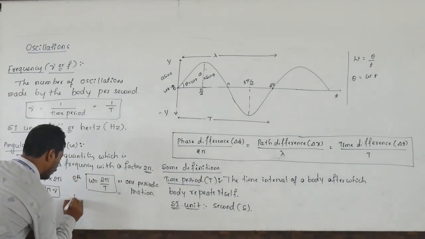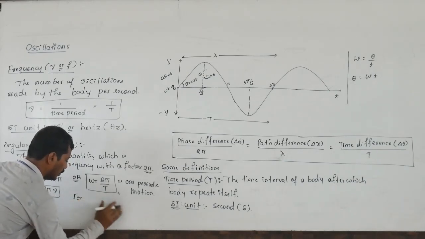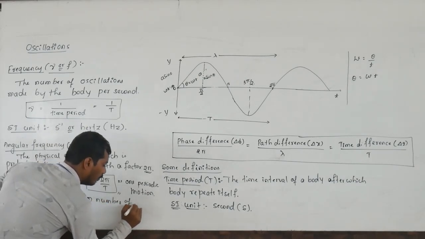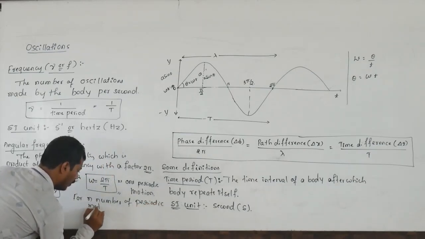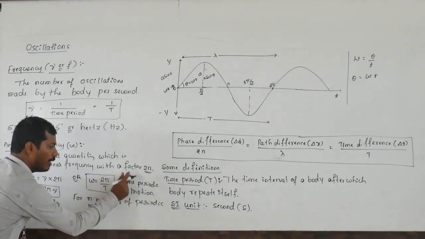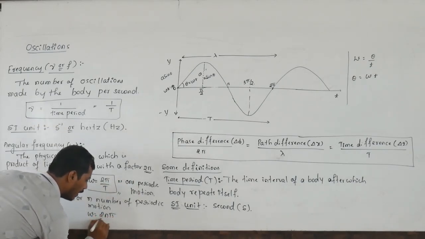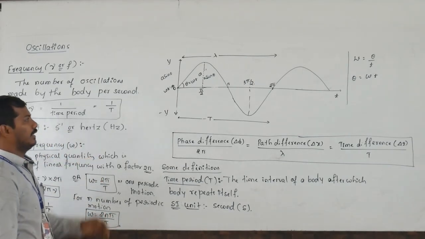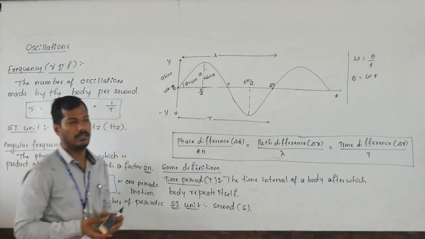For n number of revolutions, or n number of periodic motions, what happens? Omega is equal to n multiplied by 2 pi divided by T, which becomes 2n pi divided by T. Yes, these are some very, very important definitions about the harmonic oscillation.